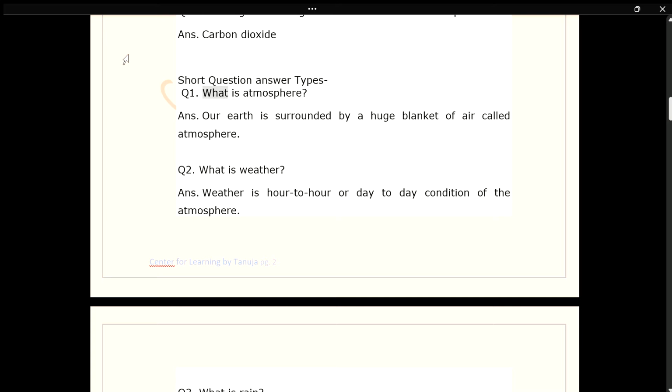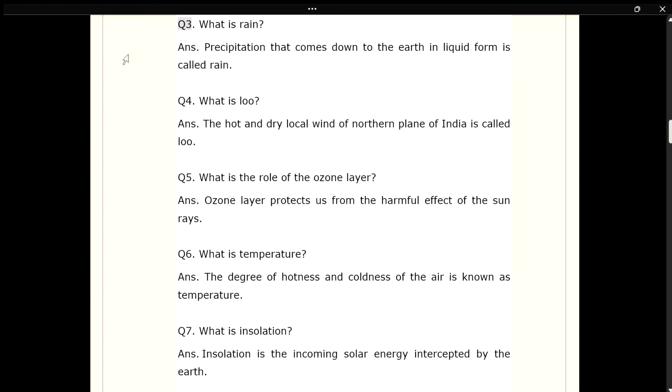Q1. What is atmosphere? Ans. Our Earth is surrounded by a huge blanket of air called atmosphere. Q2. What is weather? Ans. Weather is the hour-to-hour or day-to-day condition of the atmosphere. Q3. What is rain? Ans. Precipitation that comes down to the Earth in liquid form is called rain.